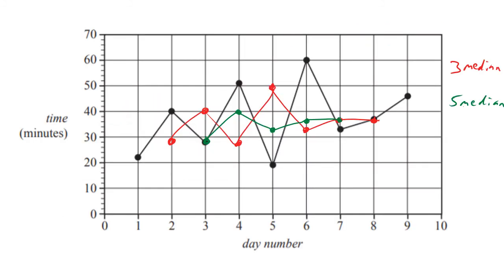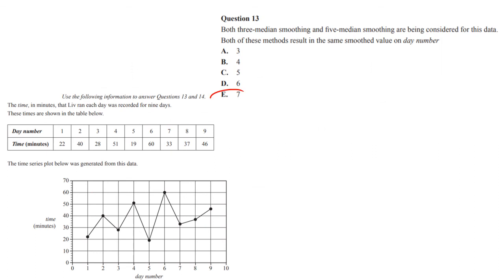The reason I had to work this out on a bigger scale was because these two look quite close on a small scale, but you can see that on the bigger scale, it looks like it's actually 7, the last point. Isn't that nice? So the answer is 7. Just for completion, that's E.